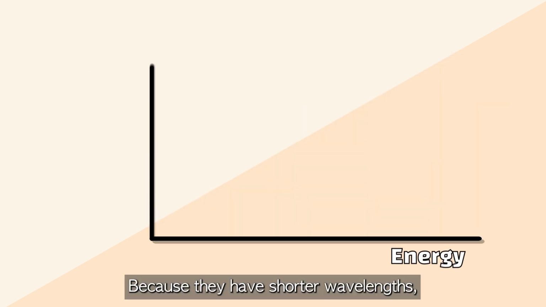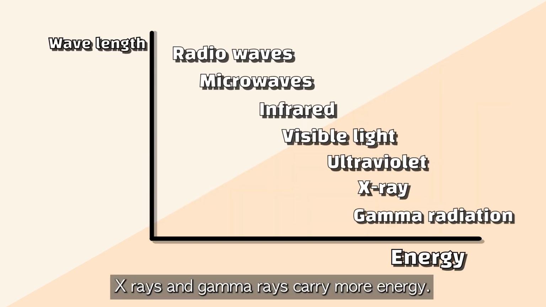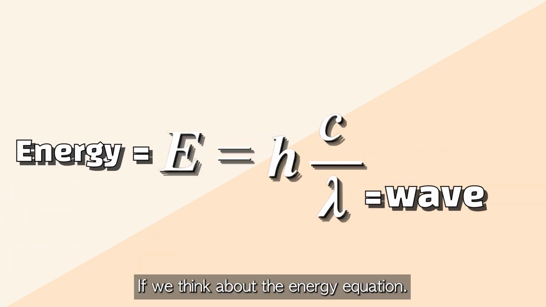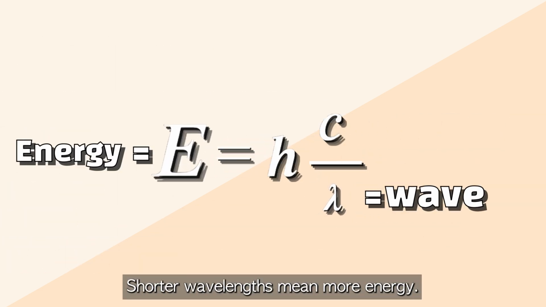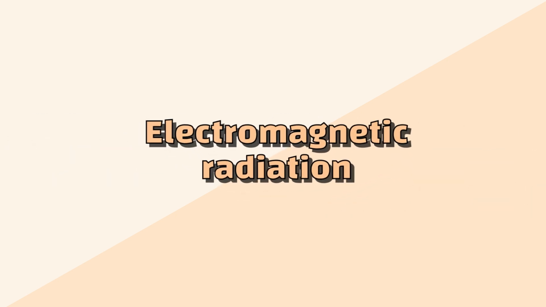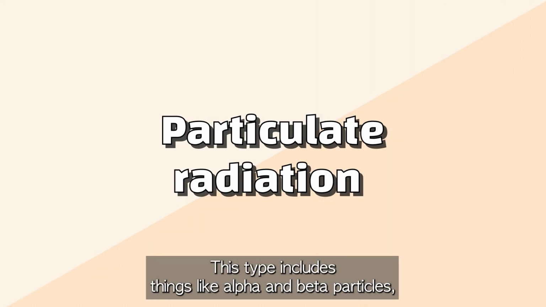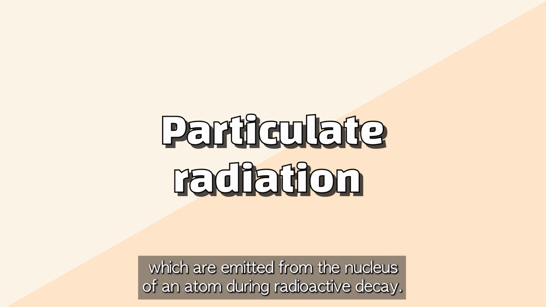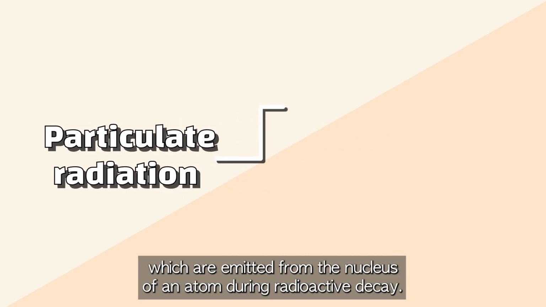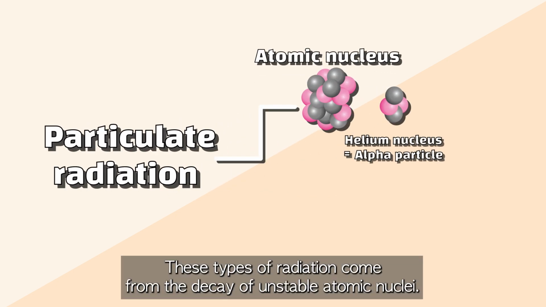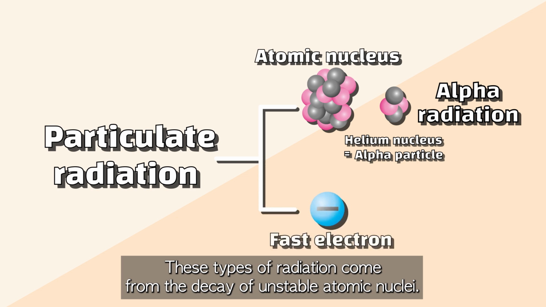Because they have shorter wavelengths, X-rays and gamma rays carry more energy. If we think about the energy equation, shorter wavelengths mean more energy. Now, what about particle radiation? This type includes things like alpha and beta particles, which are emitted from the nucleus of an atom during radioactive decay. These types of radiation come from the decay of unstable atomic nuclei.